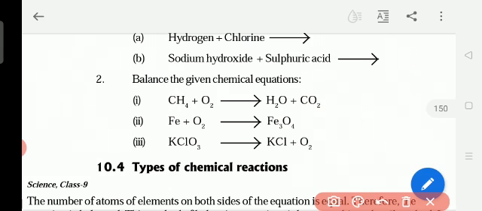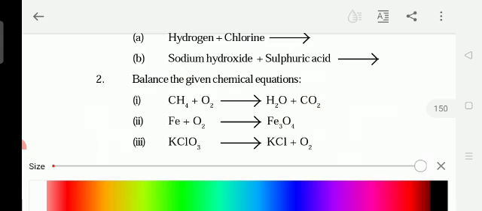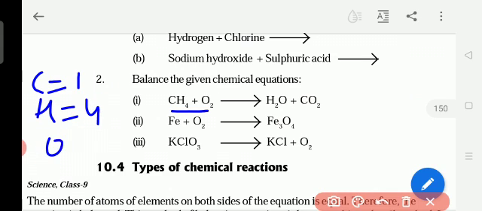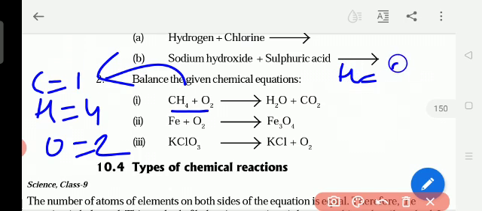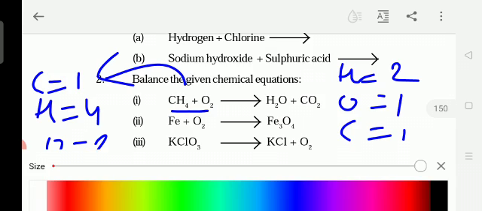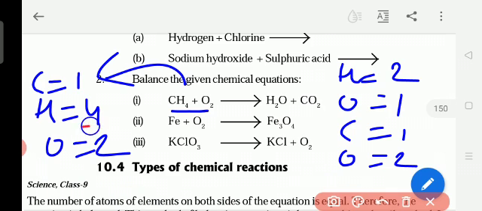Sorry, once again. Reactants we write, na. Carbon is 1. Hydrogen 4. Oxygen 2. Here when we write products, hydrogen 2, oxygen 1, carbon 1 and oxygen 2. Understand? So here how to balance this one now? Hydrogens here how many are there? Hydrogens here how many are here? 4 are here. But here how many? 2. So hydrogen is not equal.